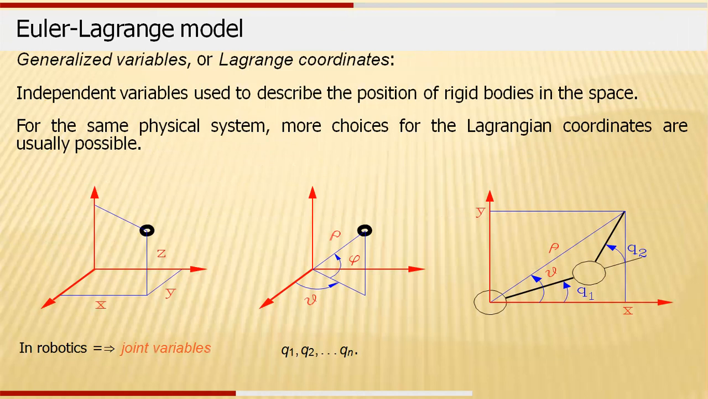Coming to the model analysis, with the generalized variables or Lagrange coordinates as displayed in the diagram, the movements will be charted out. Here, the independent variables are used to describe the position of these rigid bodies in space, that is, three-dimensional space.